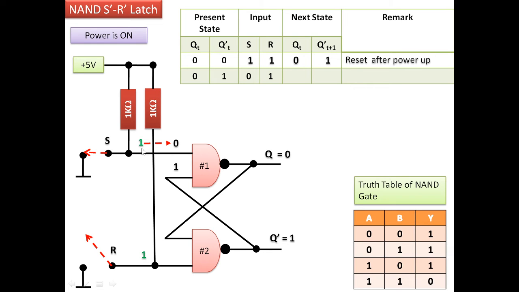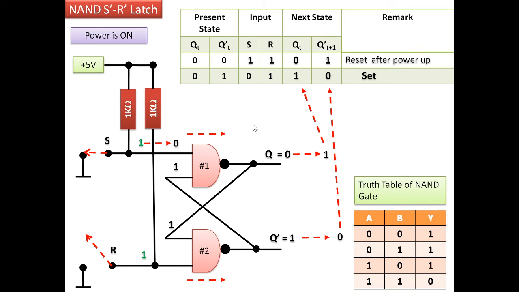Now here, the high logic got changed to 0 because of this particular switch. So at the input of this NAND gate 1, we have 0 and 1. So the output will be 1. So this 1 gets reflected here, and this 1 now will be available at the input of the NAND gate 2, and this 1 will make this output 0, and hence what we get at the output is set.